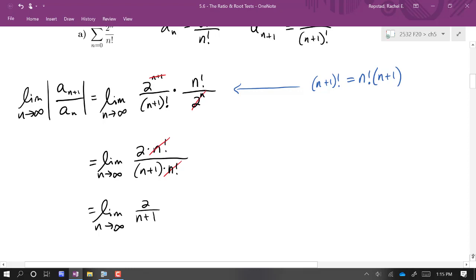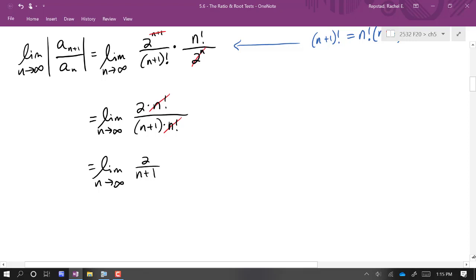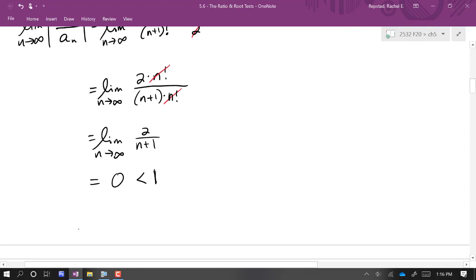And that limit is 0, right? I've got a constant numerator. The denominator is approaching infinity. That means this limit overall is 0. And we actually have to explicitly observe this, because there are different convergence tests, and we're always evaluating different limits. So what we need to observe here is that 0 is less than 1. And that means that the test is conclusive, and our series 2^n over n factorial converges.